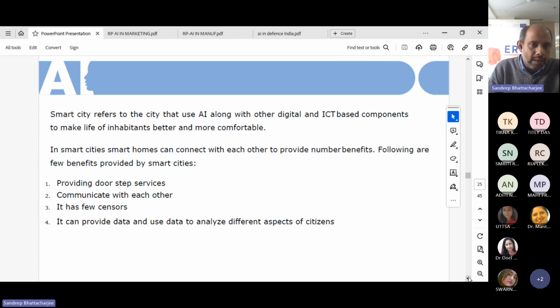In smart cities, you have smart homes which can connect with each other and provide a number of benefits. Some of these benefits that you see: providing doorstep services. So you don't need to go out of your home. Automatically, the nearby shoppers or the nearby retail outlets will know what is your requirement and they will deliver those products at your doorstep. You can communicate with other homes also, even without going out of your home. It has a few sensors in terms of information transfers. It can provide data and use data to analyze different aspects of citizens. Okay, so a citizen-based index can be created if you are in a particular smart city.